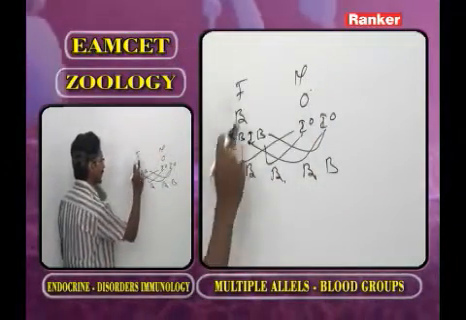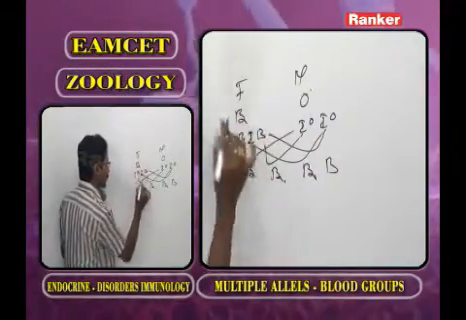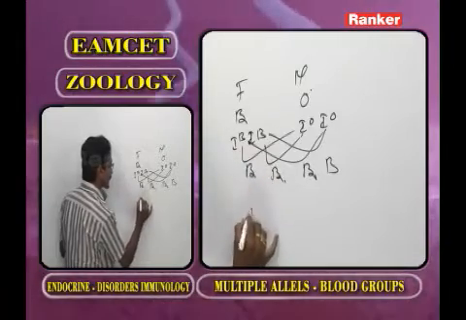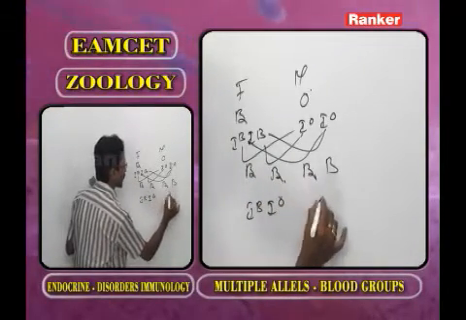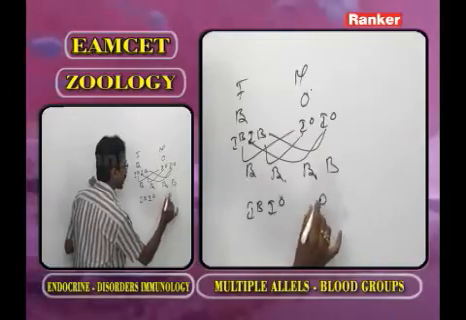Again we go. If the father's blood group is B, if the father is heterozygous, you have to observe, IB IO. Mother O blood group, that means IO IO.